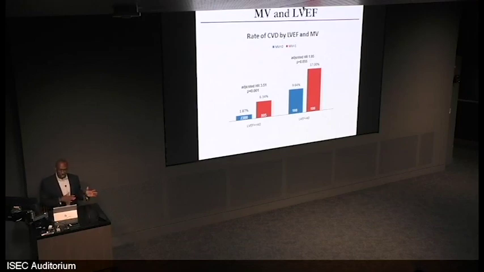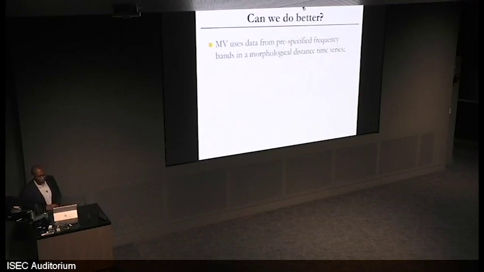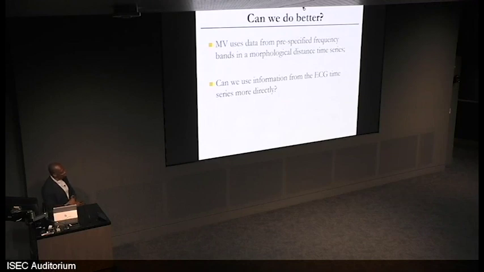So I think that these data argue that at least this very simple problem, looking at the electrocardiogram with a physiologically based hypothesis, allows you to process it in a way that gives you prognostic information. But can we do better? Morphologic variability uses data from pre-specified frequency bands, so it doesn't look at the entire ECG. Can we use information from the ECG time series more directly? And can we use less information?